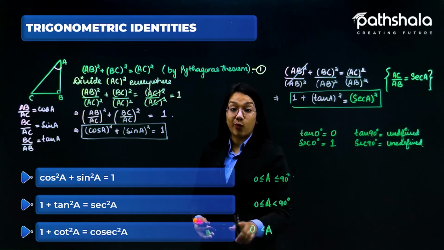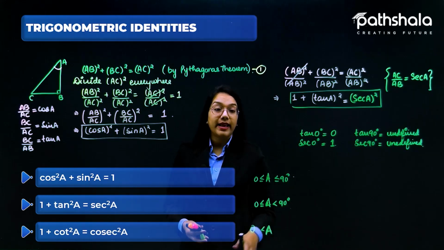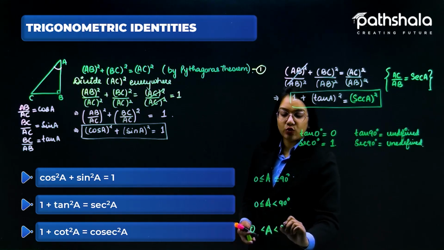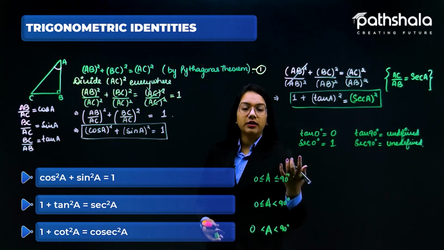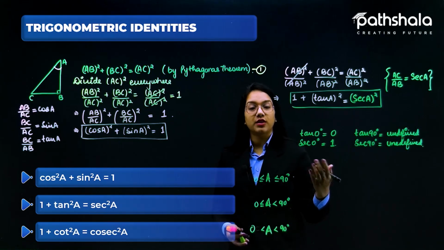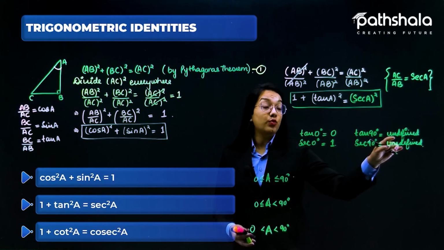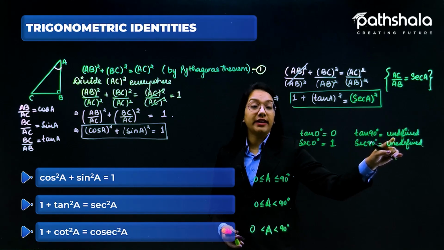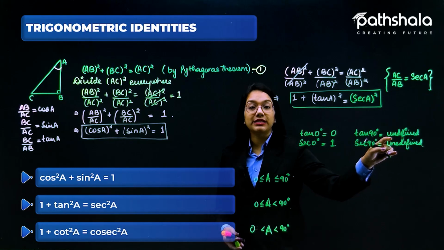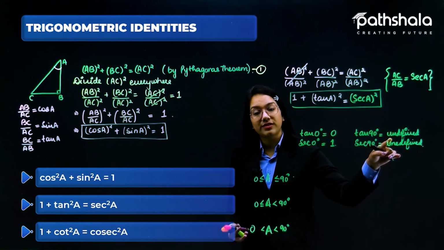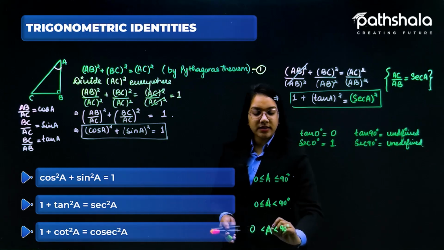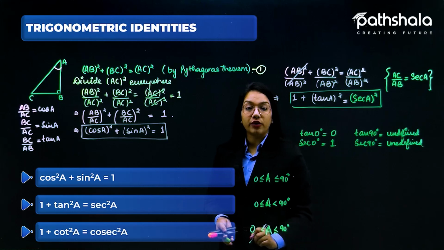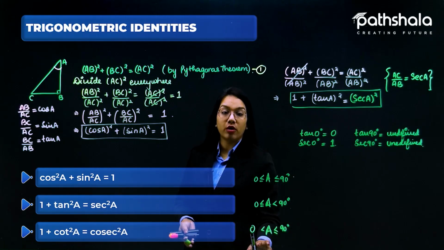So the 0 degree angle won't be involved for this particular trigonometric identity, and hence A is lying from 0 to 90 degrees. Let's see whether 90 degrees is involved or not. Tan of 90 degrees is undefined because it is 1 by 0, but cot of 90 is definitely 0. So we can involve 90 degree, but we cannot involve 0. Hence for this identity, A is lying from 0 to 90 degree, but 0 cannot be involved.